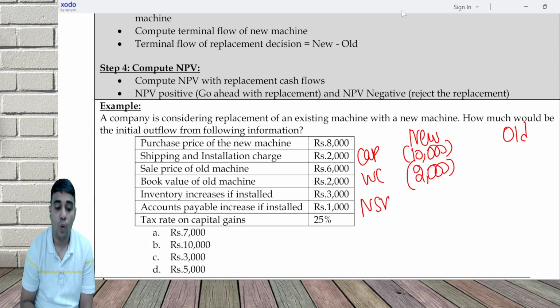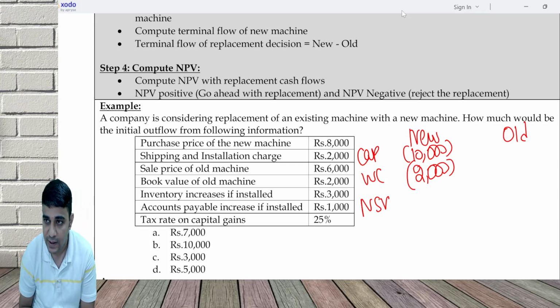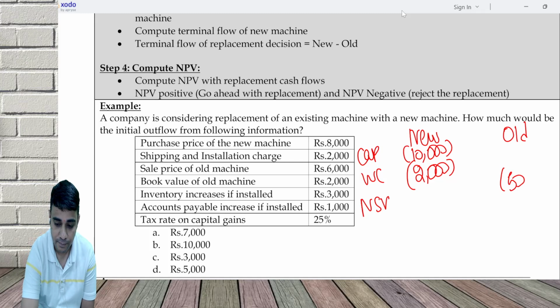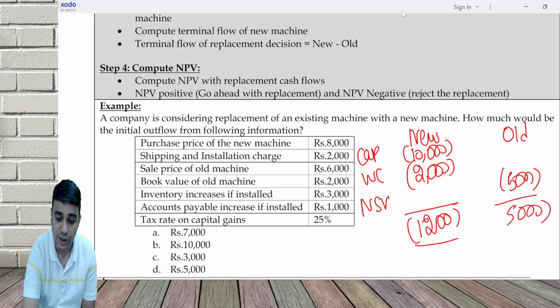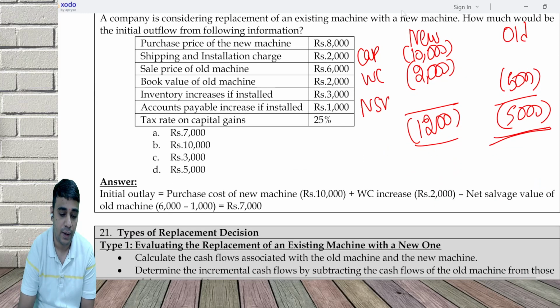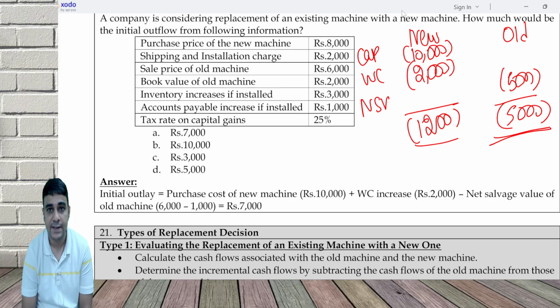2,000. Old machine NSV calculation: sale value is 6,000, book value is 2,000, capital gain is 4,000, tax paid is 1,000, NSV is 5,000. This is 12,000 outflow and this is 5,000 opportunity outflow. Net difference is 7,000. New minus old. There's a lot of calculation presented there, but keep in mind new minus old.